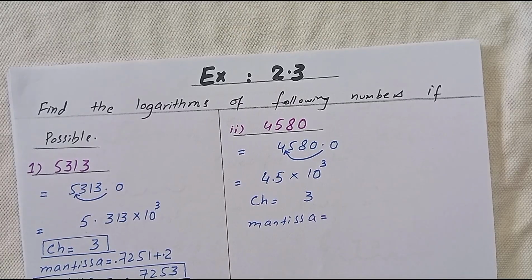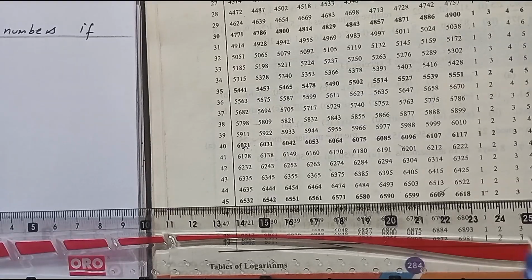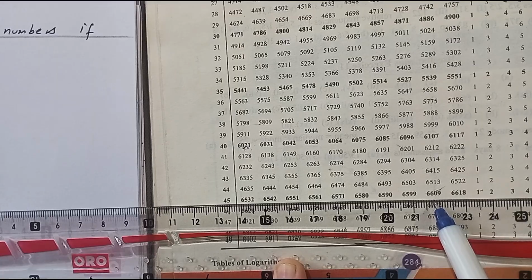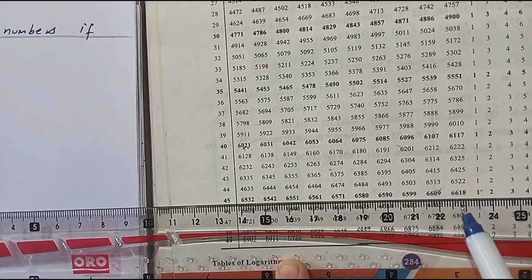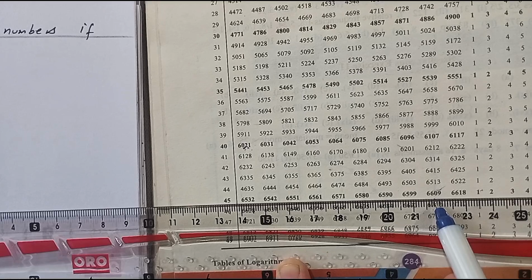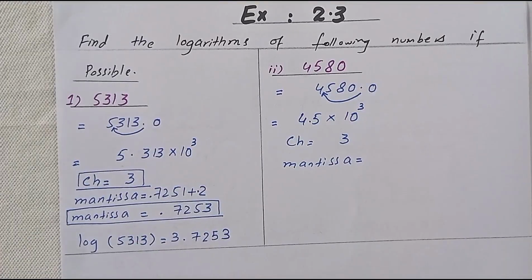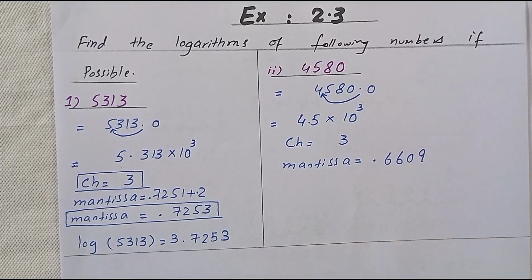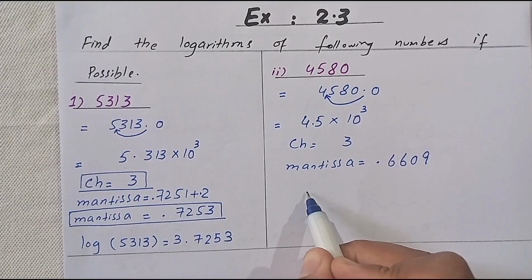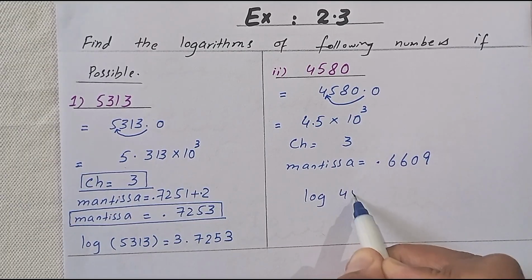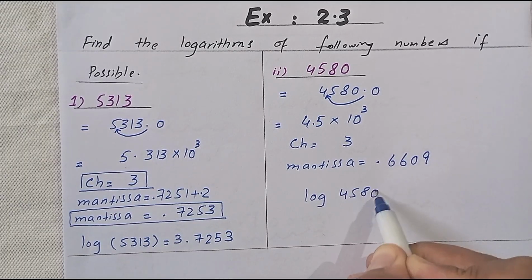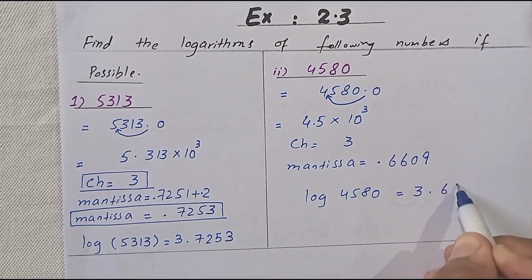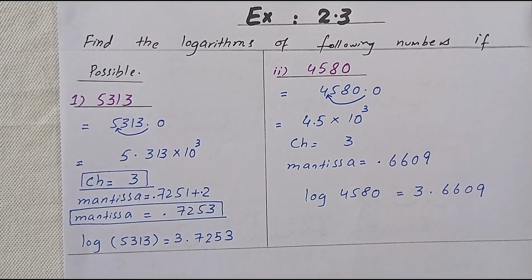For the mantissa we have to look in the log table. When we look in the log table, the value of 45 in column 8 is 6609, and there is no 0 column, so the mantissa is 0.6609. So the log of 4580, adding characteristic and mantissa, equals 3.6609, which is the required answer.